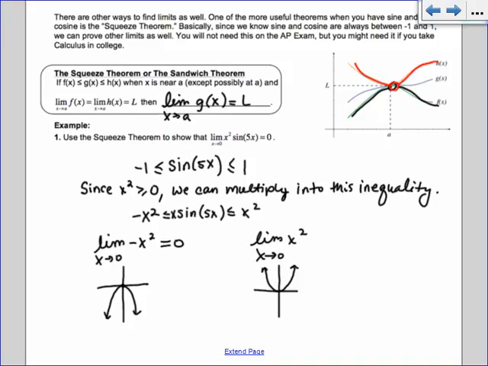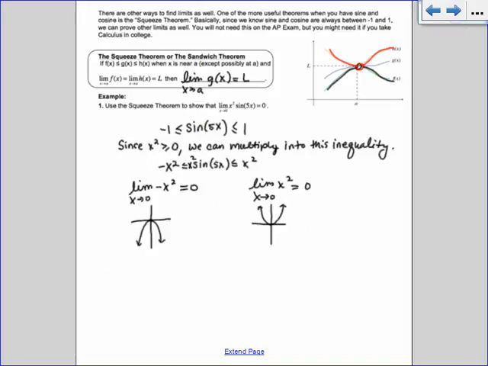Oops, I forgot my x squared in here. Sorry, multiply it into everything. x squared sine of 5x. All right, so that means that the limit as x goes to 0 of x squared sine of 5x has to be what? 0 by the squeeze theorem.